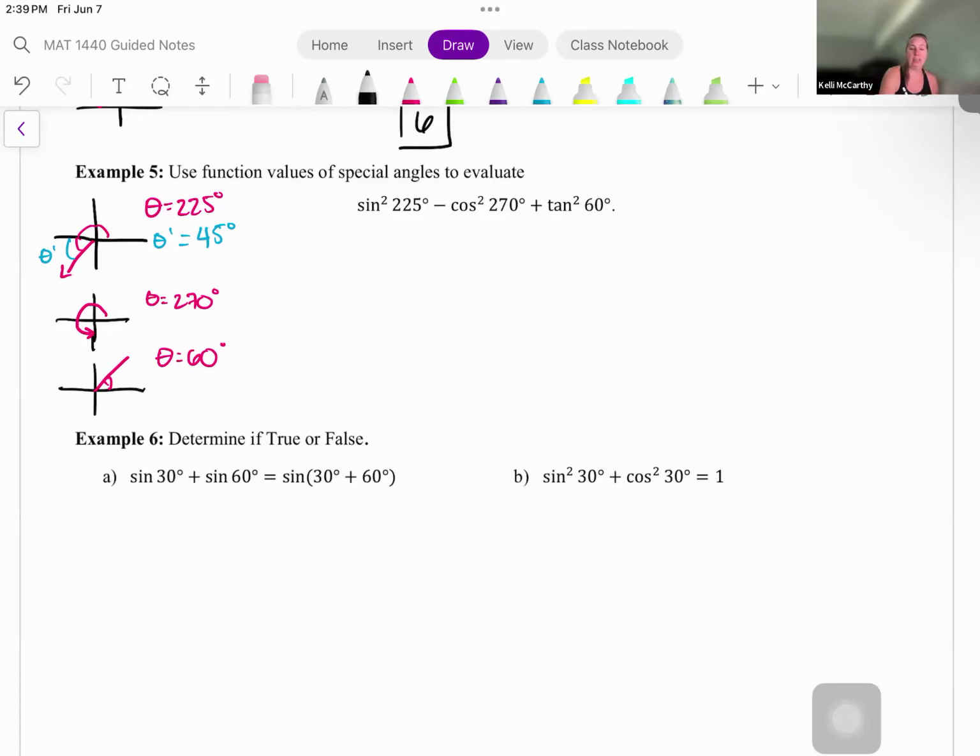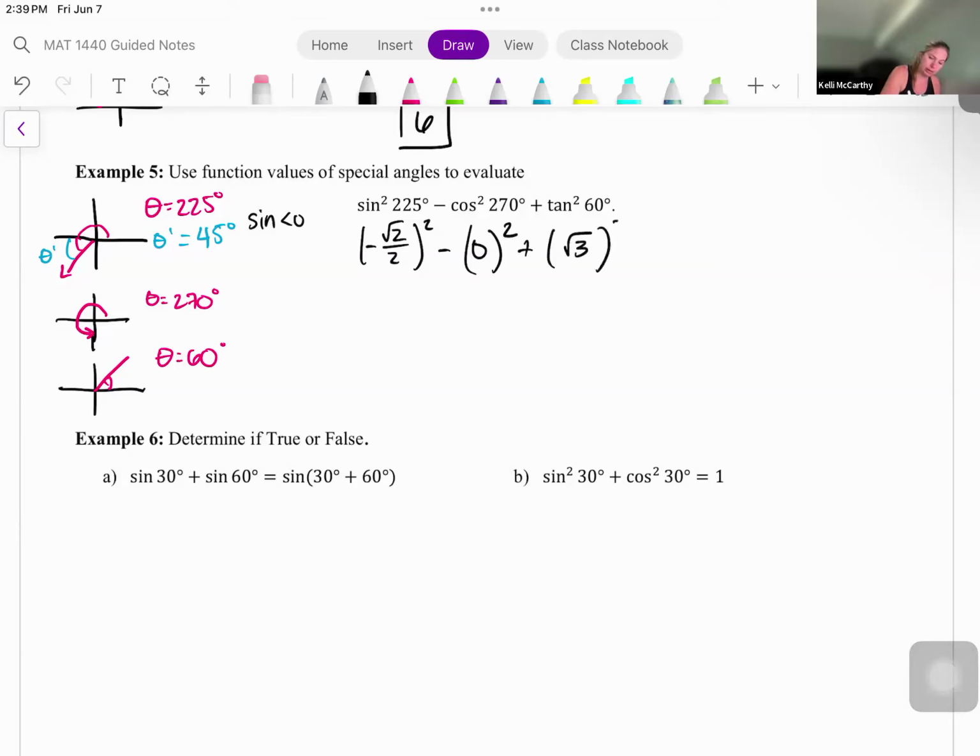So to find sine of 225 degrees, when we're in the third quadrant, sine is negative. So it's going to be negative whatever sine of 45 degrees is, which is square root of 2 over 2. And this value is being squared. Cosine of 270 degrees, again, thinking about this terminating side, that negative y-axis, cosine is going to be 0 here. And then tangent of 60 degrees is the square root of 3, and we are squaring that.